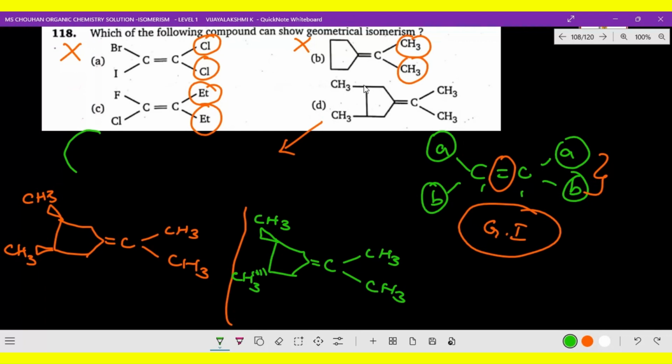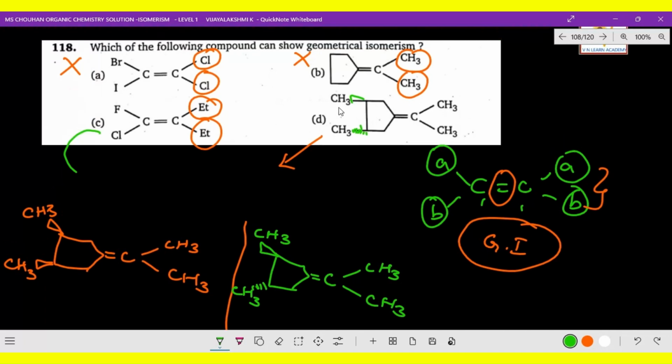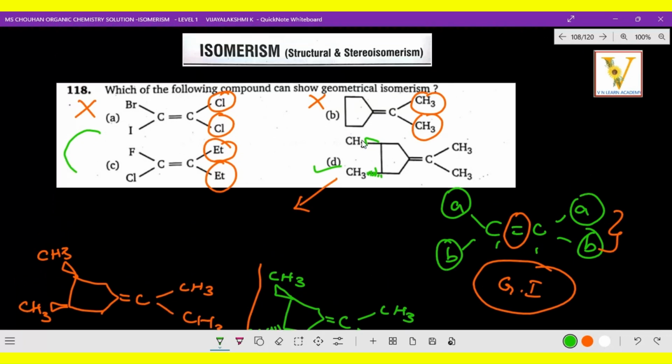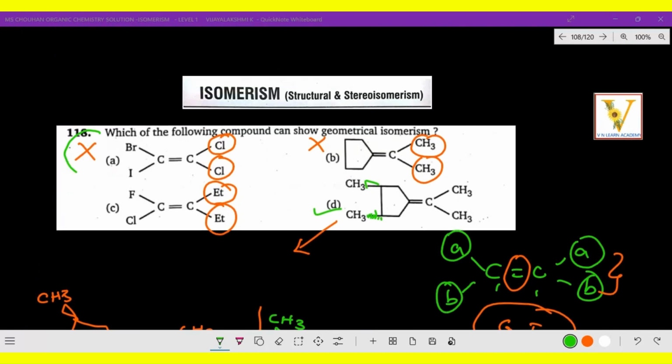But at this point, the wedge and dash can show geometrical isomers. So geometrical isomers, a very important point to be noted down. It can show cis and trans geometrical isomers. So option D is the correct one for geometrical isomers. That means option D can show geometrical isomers. So which is the correct option? Option D. I hope you got the clarity. Come on, let's go to the next question.